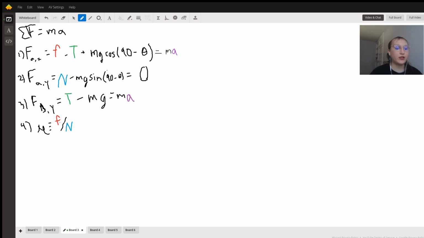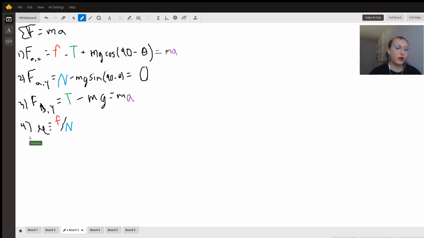Then we have the forces acting on body B, which is tension going up minus weight going down equals ma. Because the blocks have the same mass, we just use m for the mass every time. And because they're connected and there's no friction in the pulley, we can just use a for the acceleration because they have the same acceleration, even though it's going in a different direction. It has the same magnitude, and that's what we're concerned with in these equations.